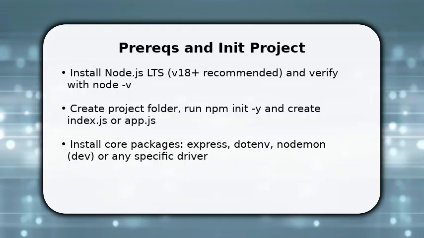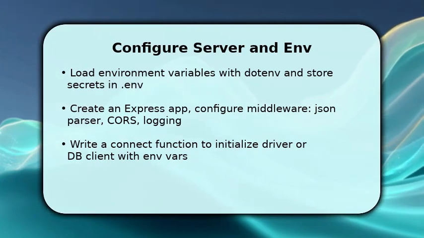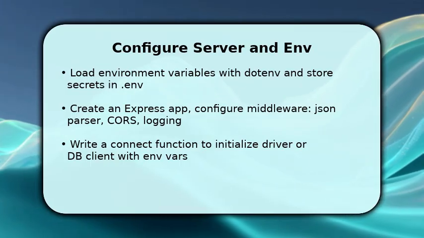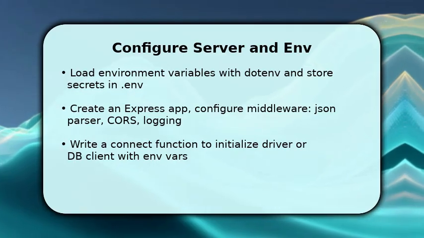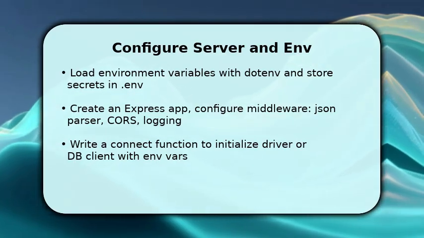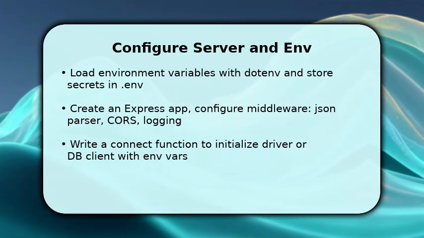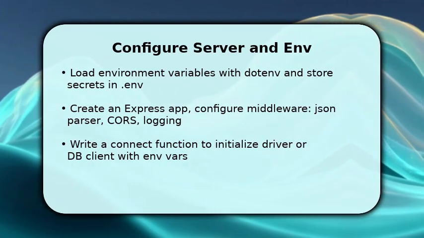You configure the server by requiring Dotenv at the top so process.env values are available. This is why secrets stay out of source control. Then instantiate Express, add express.json, cors, and a simple logger. These middlewares prepare request handling and ease debugging.